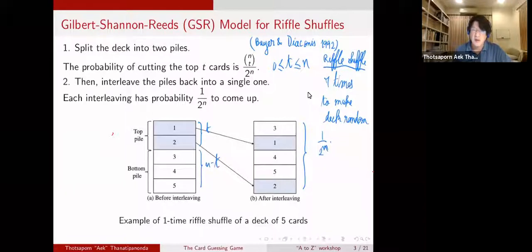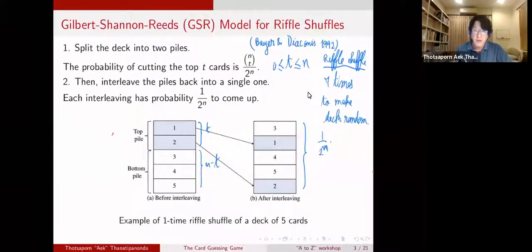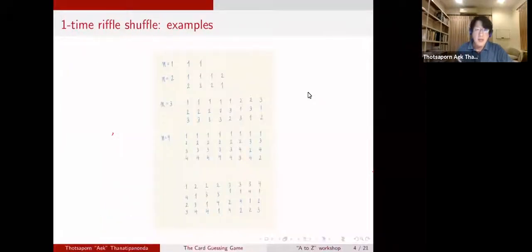I think it's around 1950s something. Okay, and then so this is the riffle shuffle model. Pretty simple. Next one, right? So from now on we consider just the one-time riffle shuffle.